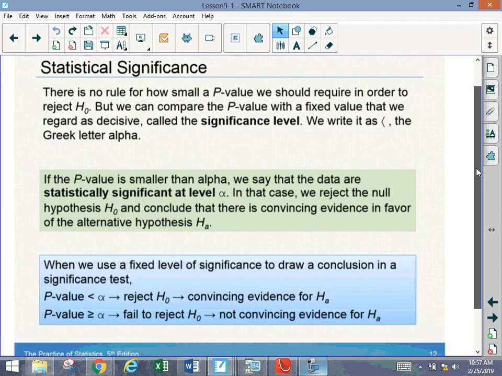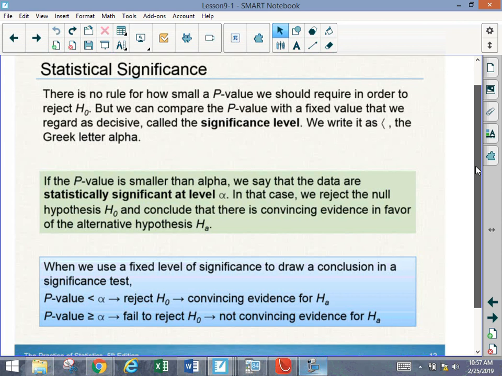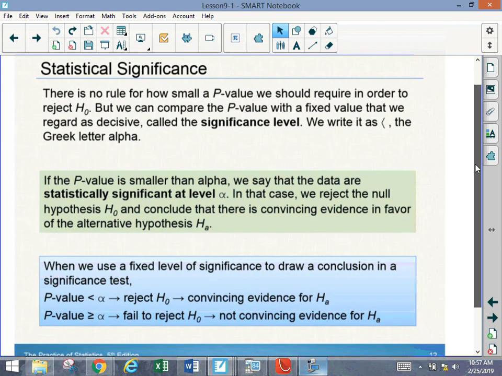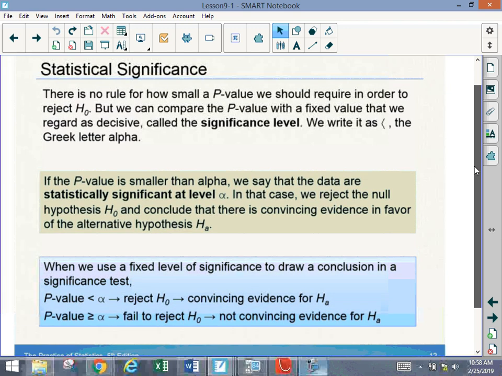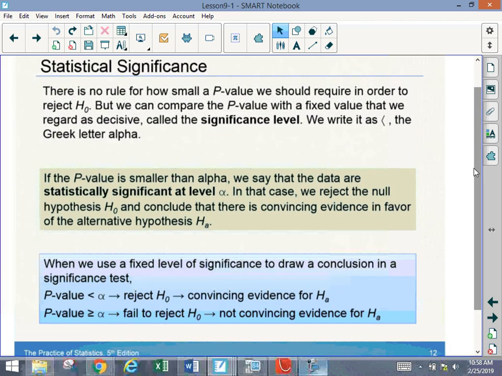So there's no rule, but we choose an alpha level, okay? There's not a rule, but honestly, in most cases, the one that we usually default to is alpha equals 0.05.